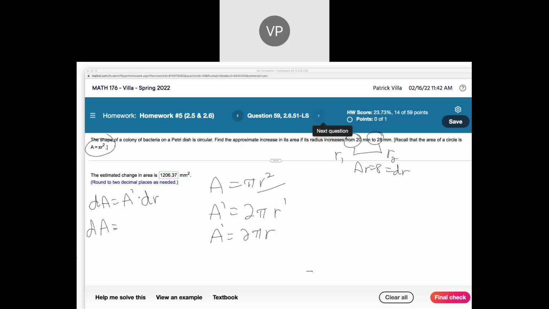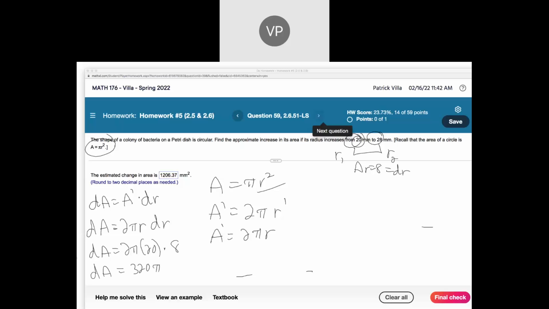We have 2 pi r delta r. So now we plug in the r, and remember, we always plug in that first r value, that 20, and now we plug in the dr, which we found, which is 8, and we get, let's see here, 16,320 pi.